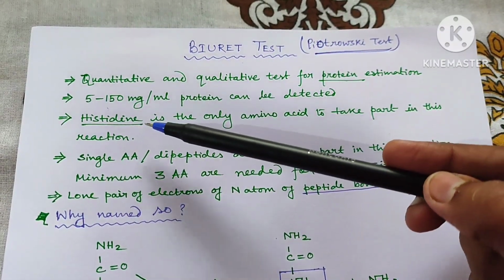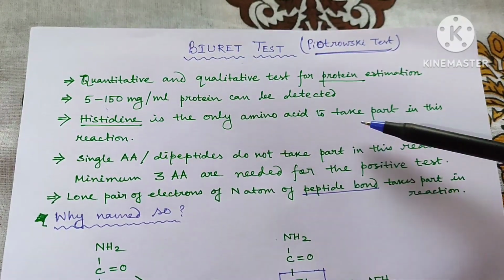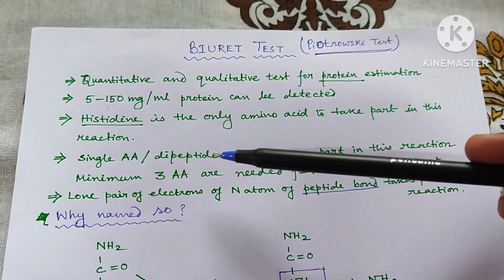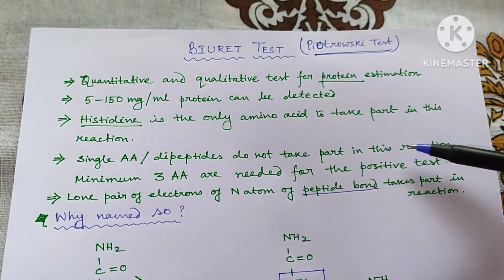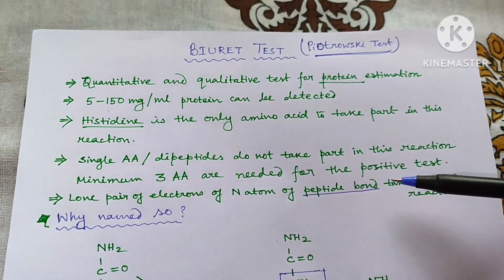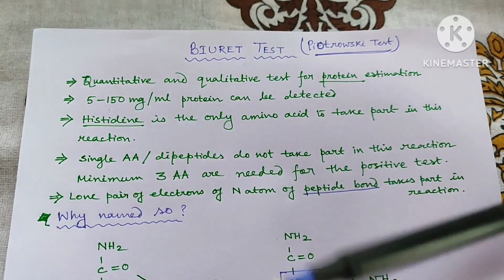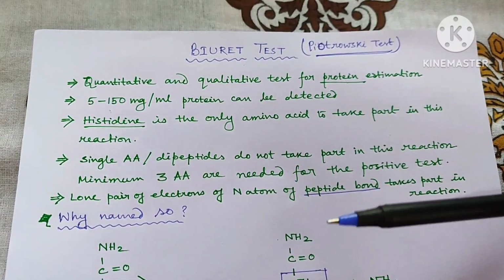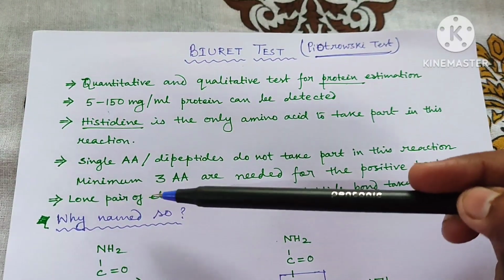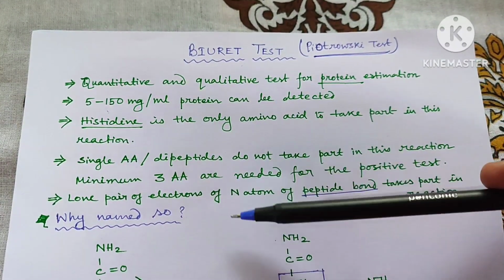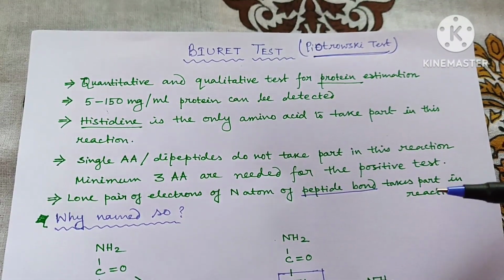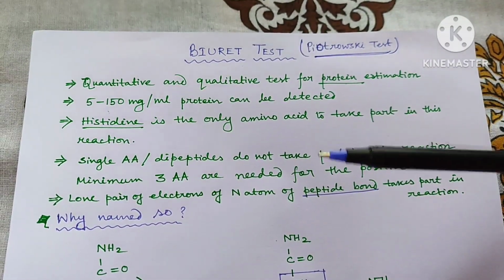Okay. Now, histidine is the only amino acid that takes part in this reaction. Remember that single amino acid or dipeptides never take part in this reaction. At least 3 amino acids are needed for the positive test. So, how does this reaction give the positive test? Now only remember, lone pair of electrons of nitrogen atom of the peptide bonds actually take part in this reaction. How, we will see later.